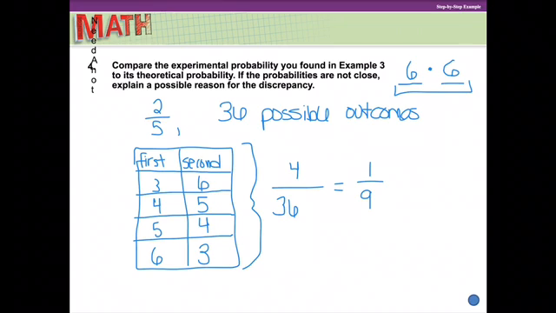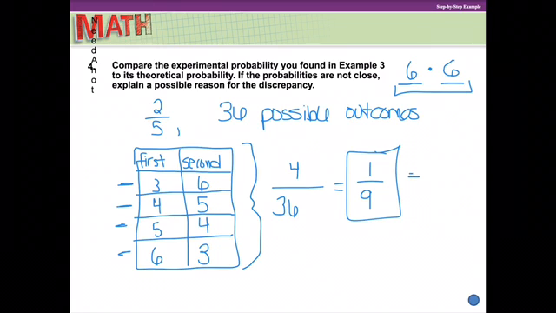You can roll a 3 and then a 6, a 4 and a 5, a 5 and a 4, and a 6 and a 3. Now, since these 2 are pairs and these 2 are pairs, you're first rolling a 3 and then rolling a 6, so you can still list them as separate outcomes. That's why there's 4 and not 2. So, the theoretical probability would be 1/9, and the experimental probability that we found in example 3 was 2/5, which is kind of close, but not really.